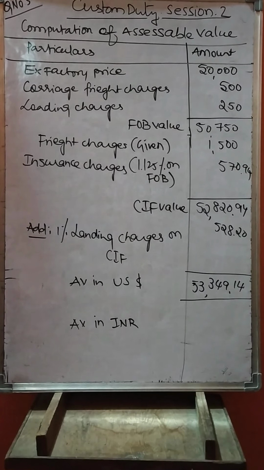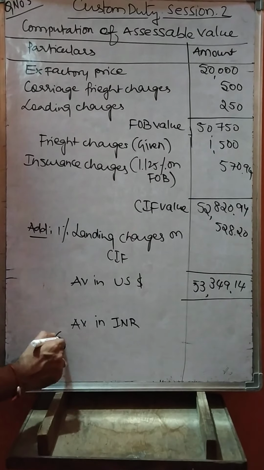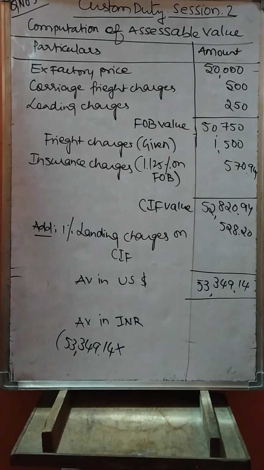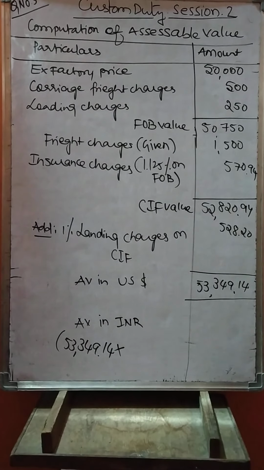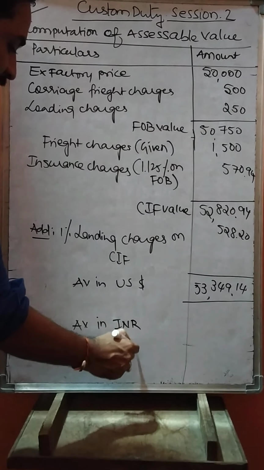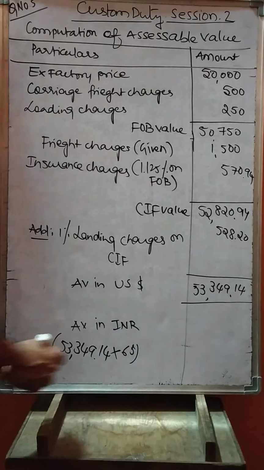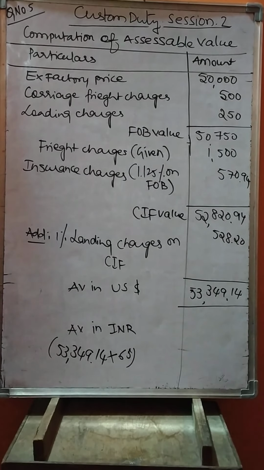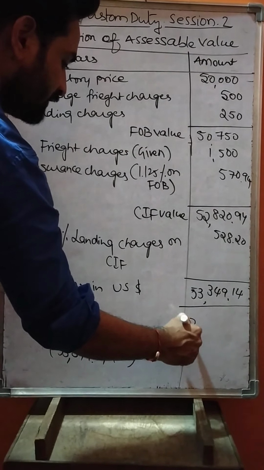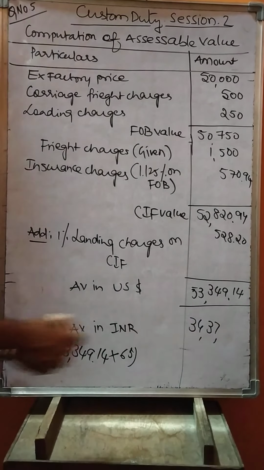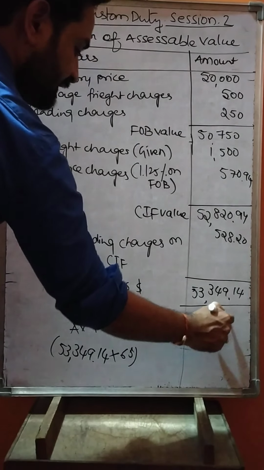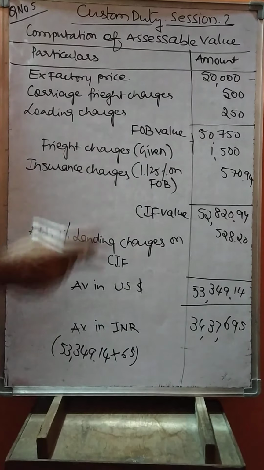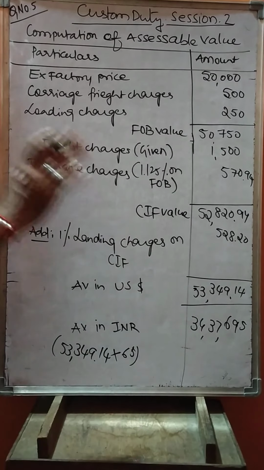When we are converting into Indian rupees, 53,349.14, and here the exchange rate is given as 64 rupees and 65 rupees. We need to consider the CBIC value, the bill of entry date exchange rate, that comes to 34,37,695 rupees. Calculate carefully and put the values here. Assessable value into exchange rate.